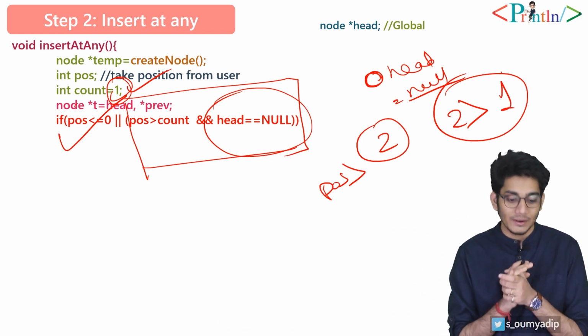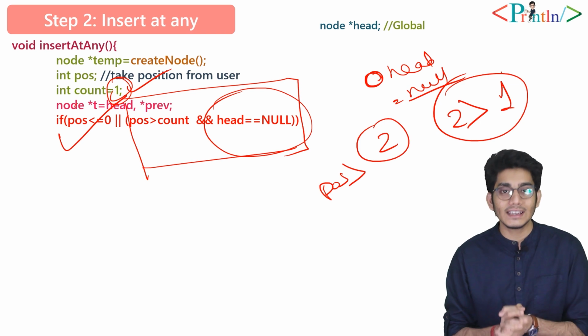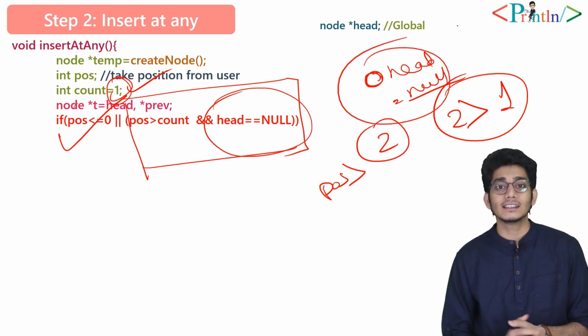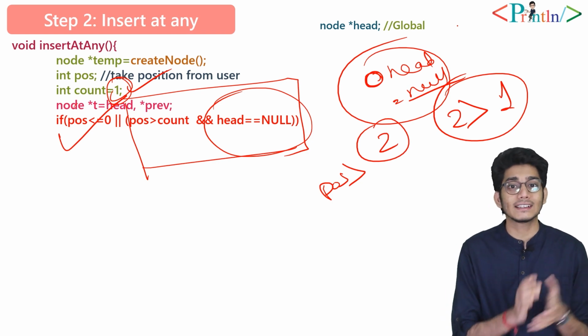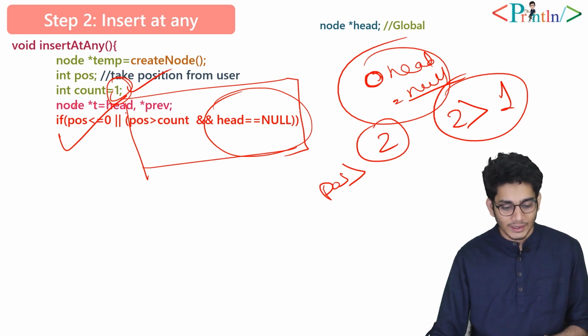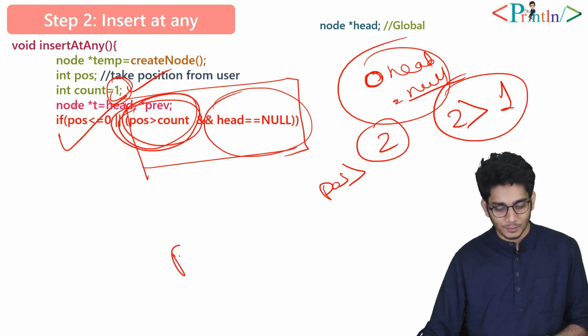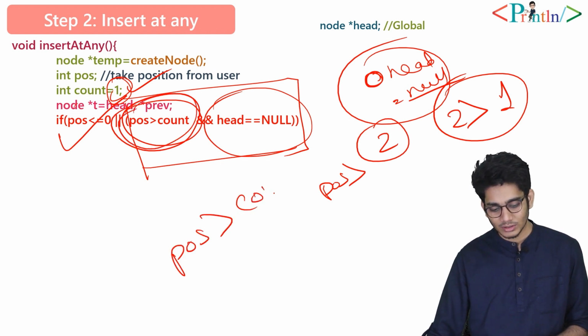So that's why we cannot insert any element at more than one index if our head node is null. If our head is null, then how can we insert? We cannot insert at the second position, right? So that's why we have taken this parameter, that is, position is greater than count.